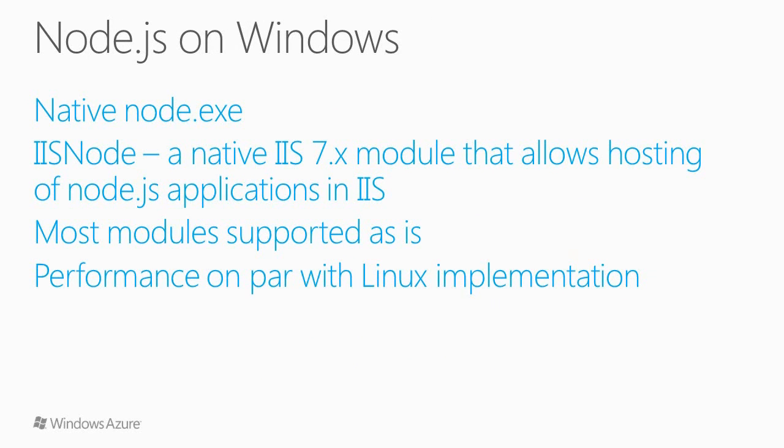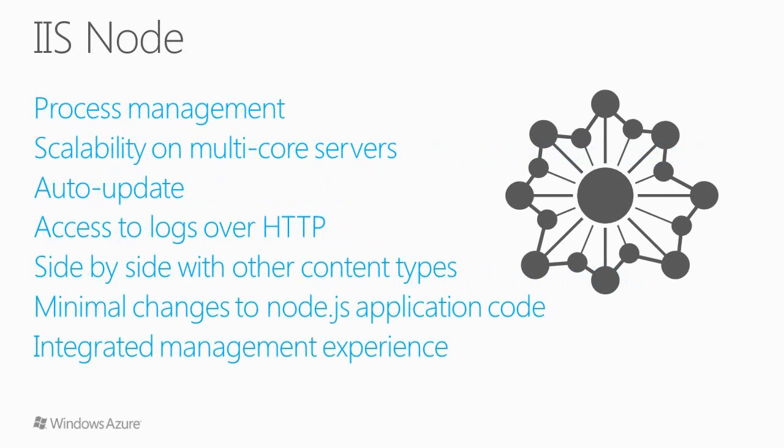When Node.js was initially released, it ran only on Linux. Several months ago, Microsoft began working with Joyent to port Node.js to Windows. Today, Node runs on Windows with performance equal to Linux. In addition to node.exe, Microsoft built an IIS module for Node.js. This module allows you to host the Node process inside of IIS.